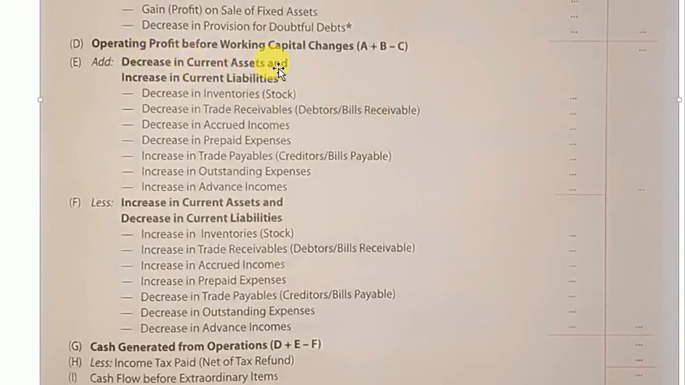So here is the list of current assets and liabilities. You are well aware of it because you have done the chapter accounting ratios and you have studied current ratio. Then what is to be subtracted? Less increase in current asset and decrease in current liability, just the opposite of the previous one. If any asset is increasing, you have to subtract. If any liability is decreasing, you have to subtract.